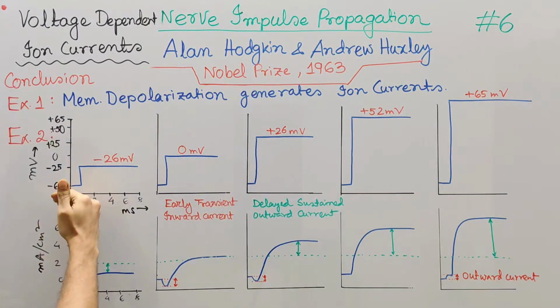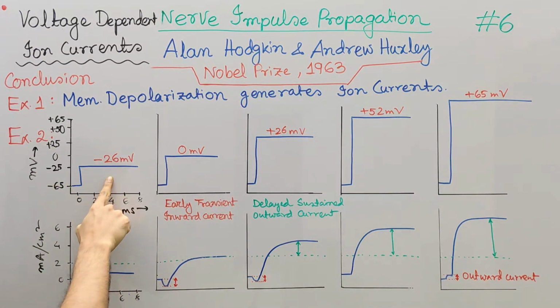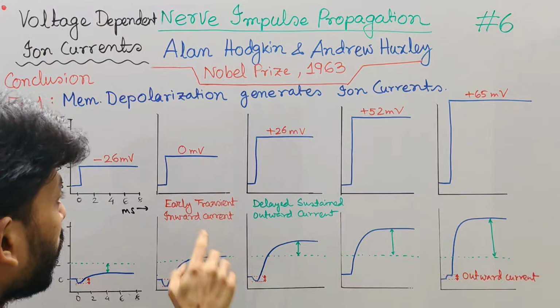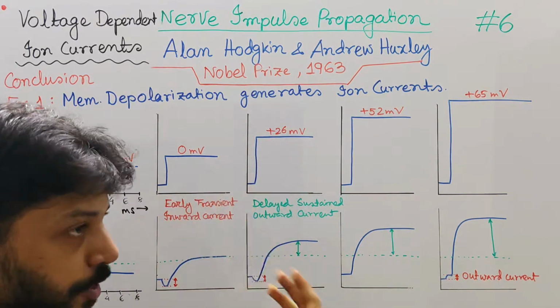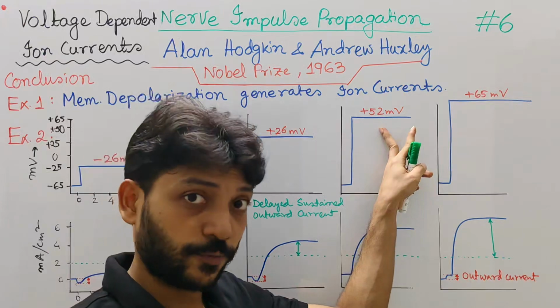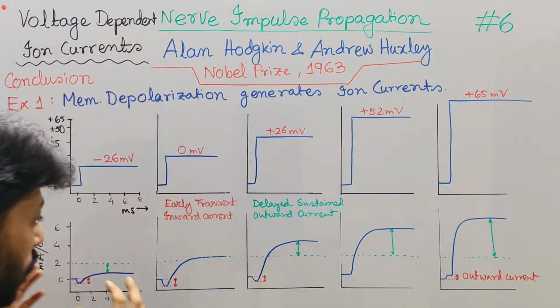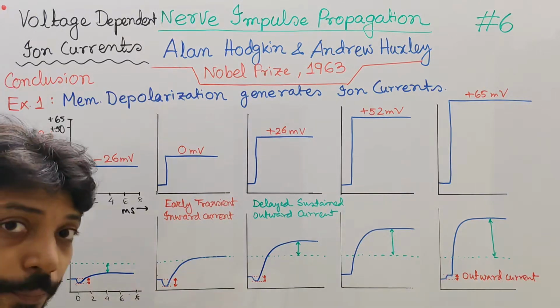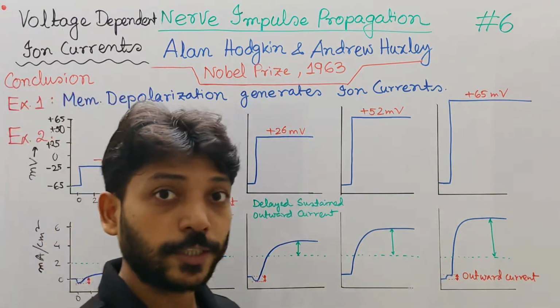So they increase the membrane potential gradually. At first they applied a minus 26 millivolt depolarization current, then 0 millivolt, then plus 26 millivolt, then double it to plus 52 millivolt, and ultimately plus 65 millivolt. Now they try to observe what happens to the ion currents when they increase the membrane potential gradually in the neurons.